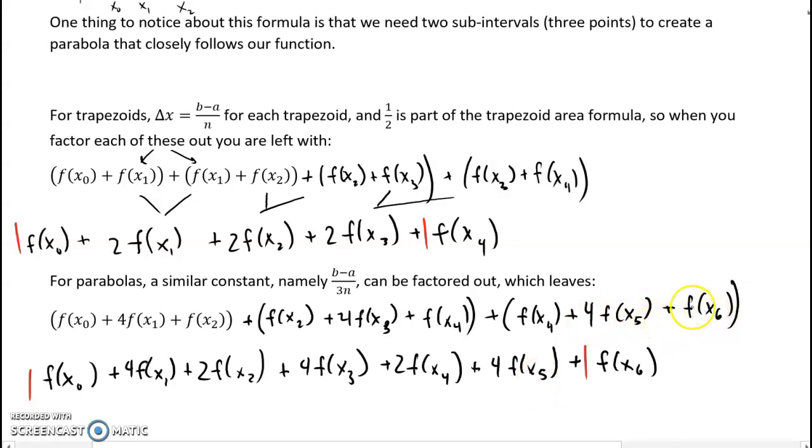And hopefully you're starting to understand why I said earlier that we have to have an even number for n. In this case, n equals 6. We use 6 subintervals. And we don't have to stop at 6. If we needed 8 subintervals, then we could go all the way to 8, and we would just have a couple extra terms in this mix.